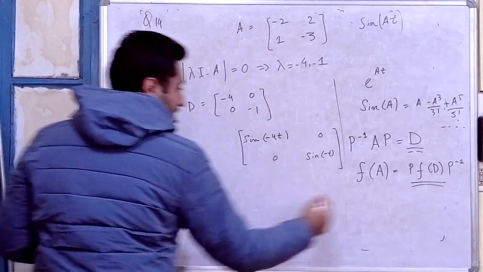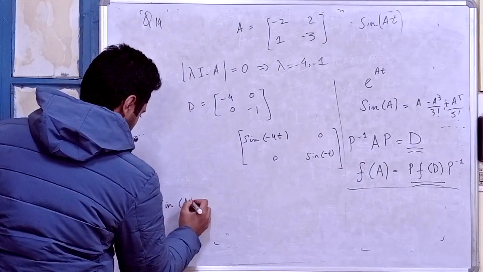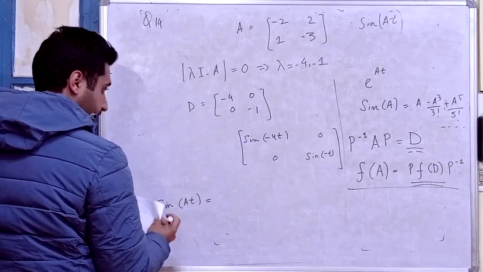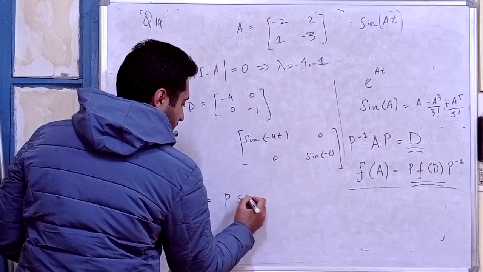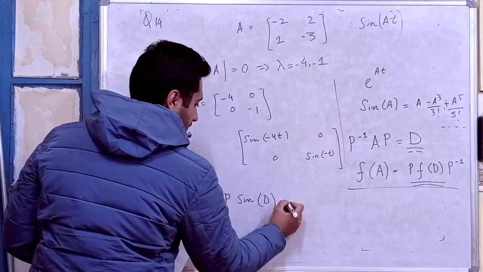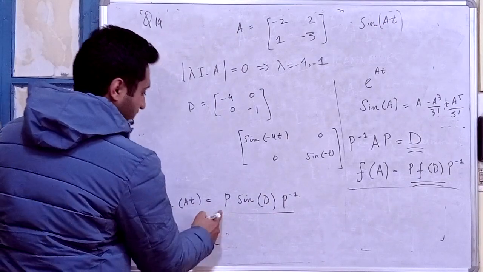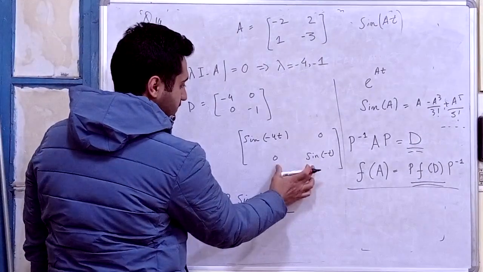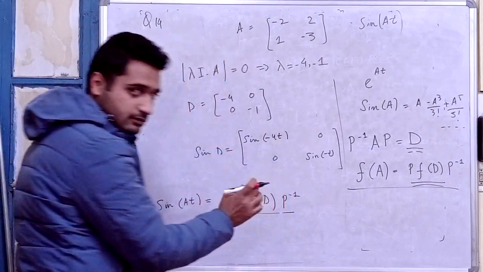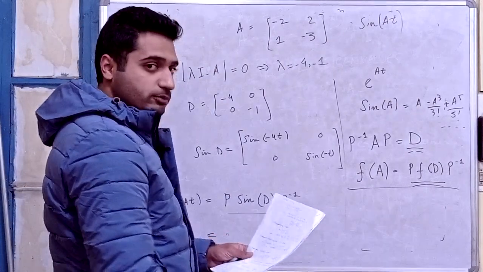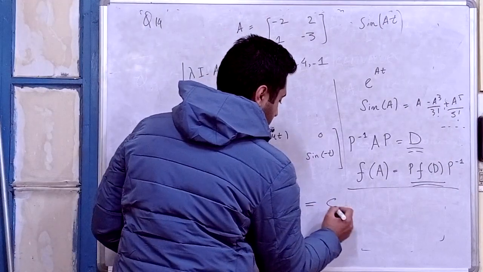So here, what I am writing, sine of At, that will be equal to P, sine of this D, then P inverse. You have to evaluate this. That's your answer. Sine of D is this. This is sine of D, multiplied with P inverse. When you do this, you will get option C. You just have to multiply this.